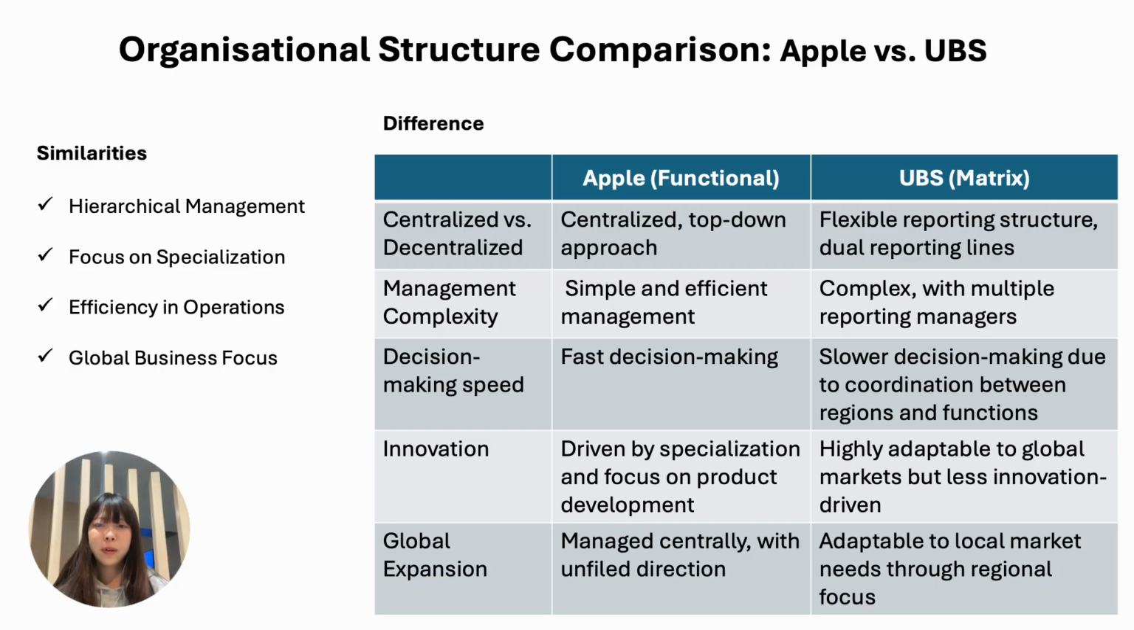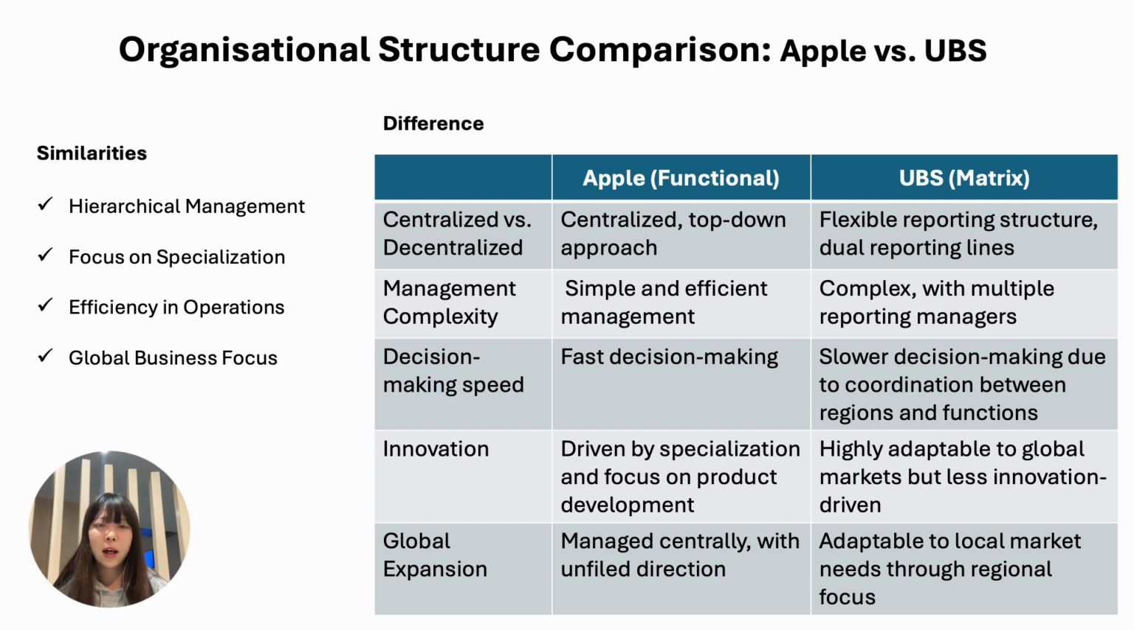Now let's compare these structures. There are some similarities: hierarchical management, focus on specialization, efficiency in operations, and global business focus. Let's look at how Apple and UBS compare in terms of their organizational structure.